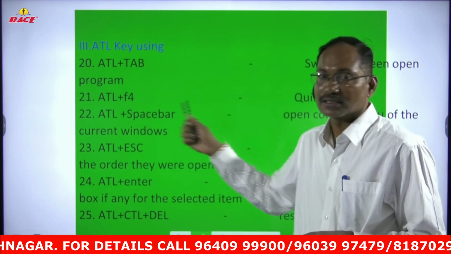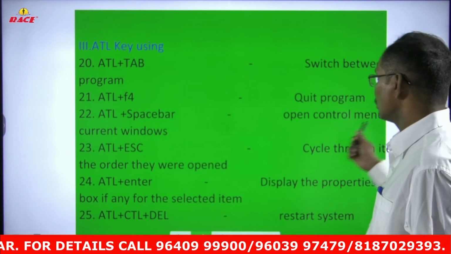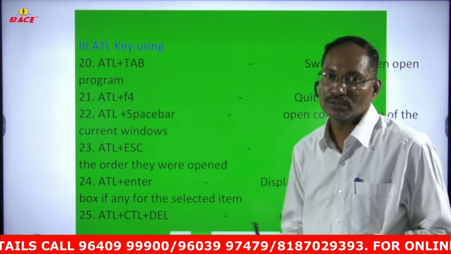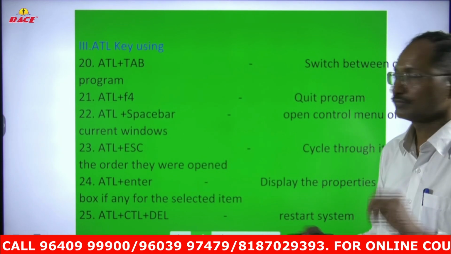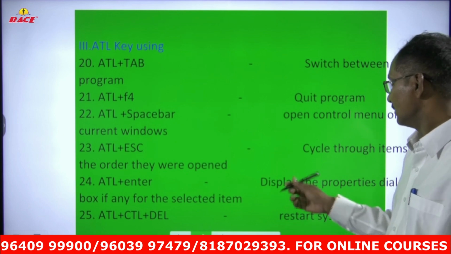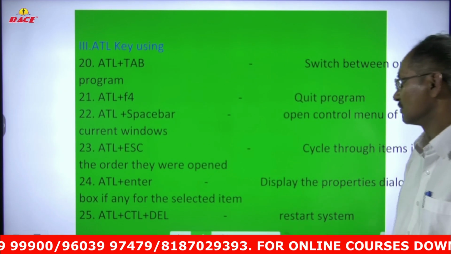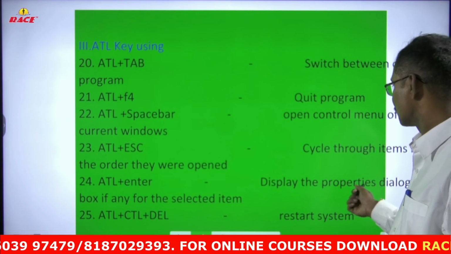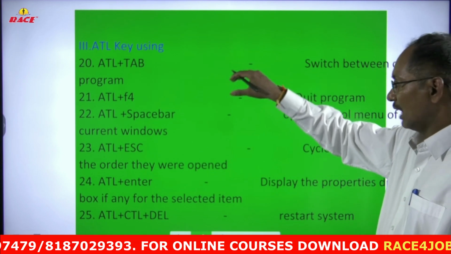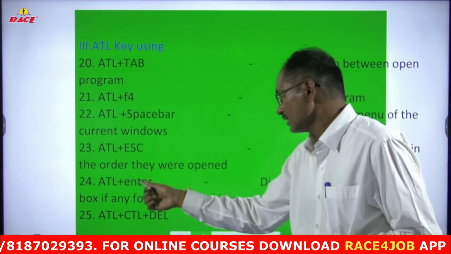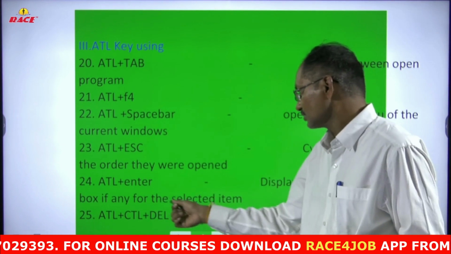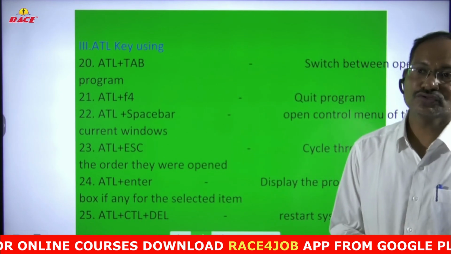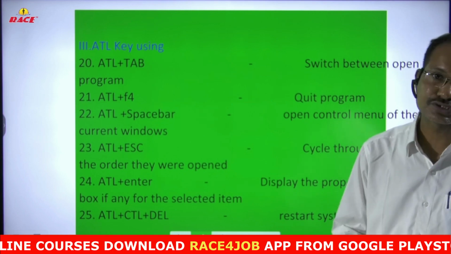Next, Alt plus Space bar is to open the control menu of your current window. Whatever file you have open, its control menu will be opened by this. Alt plus Escape is the same; it will give control of the files. Alt plus Enter displays the properties dialog box. When you are in a folder and want to right click and display properties, by pressing Alt and Enter, it displays the properties of the items inside. Alt plus Control plus Delete. What is the use of Alt plus Control plus Delete? It is to restart your system.